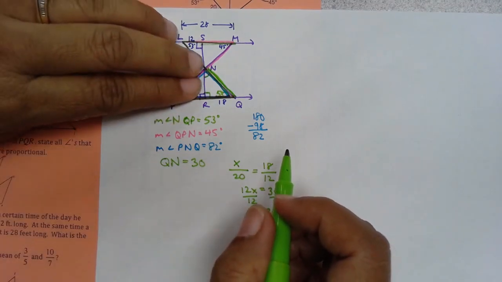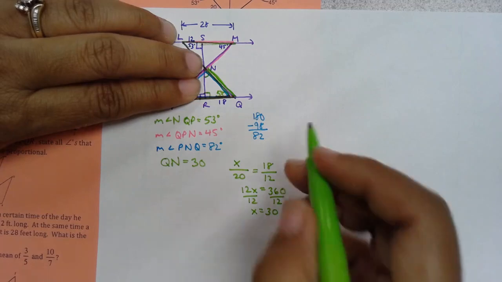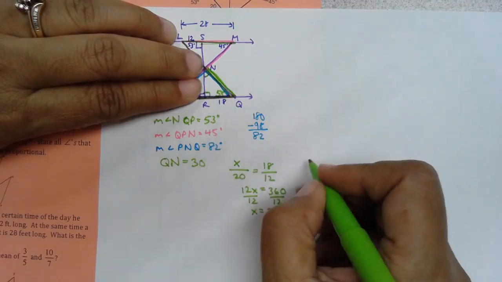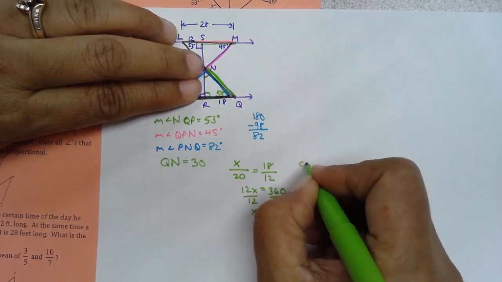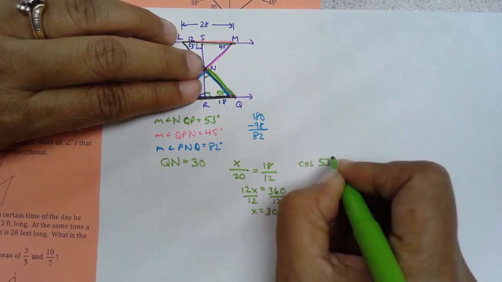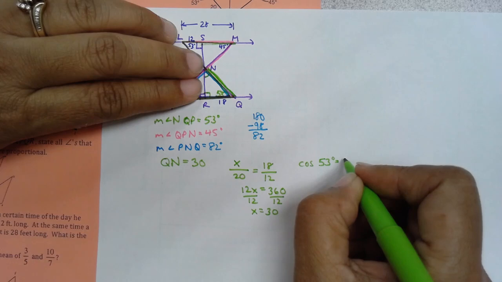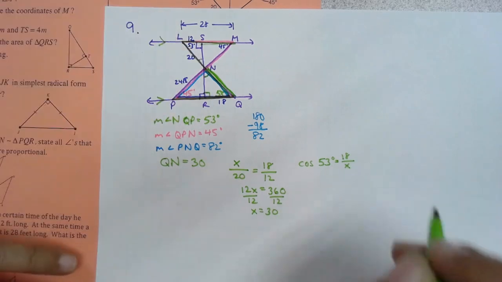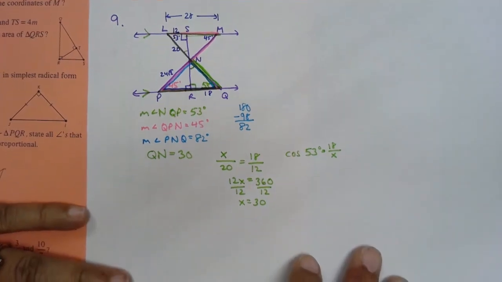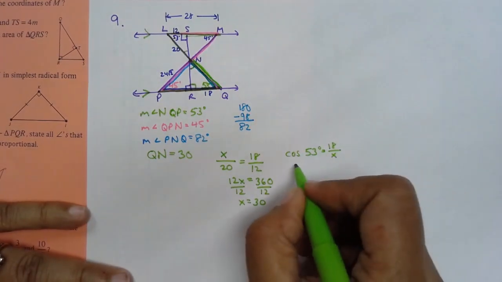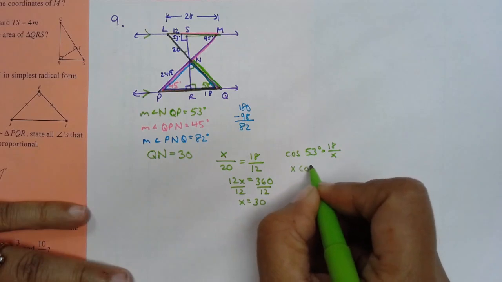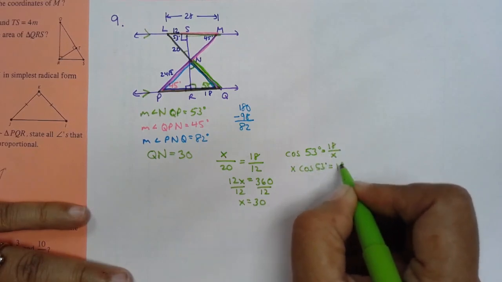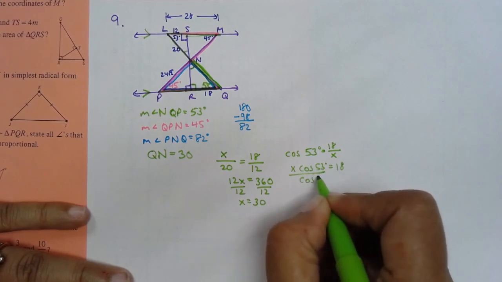If you did want to use cosine, I'll show you the setup of that. This is the adjacent side, and you're trying to find the hypotenuse. So you could say cosine of 53 degrees equals adjacent, which is 18, over hypotenuse, which you're trying to find. If you cross multiply here, you get cosine of 53 times x, and that equals 1 times 18. Divide both sides by cosine of 53.